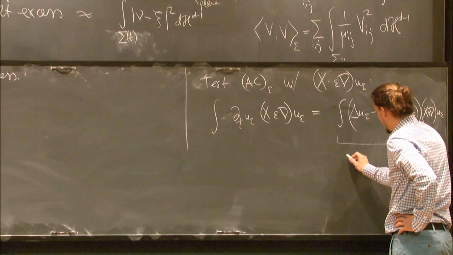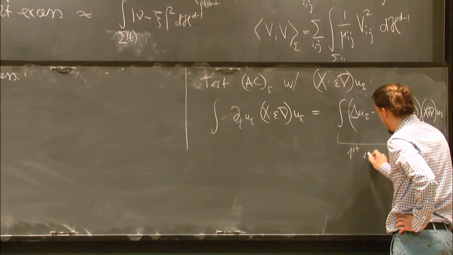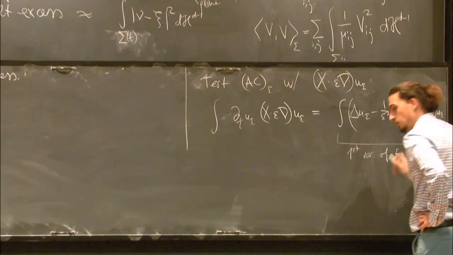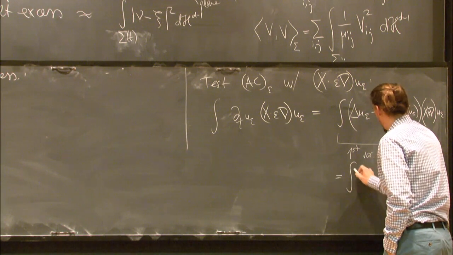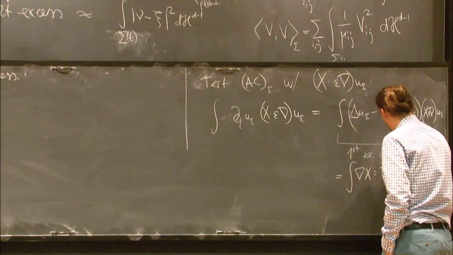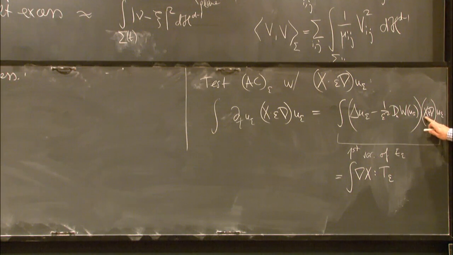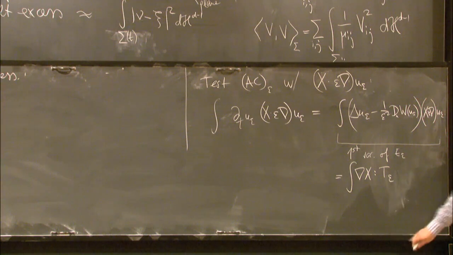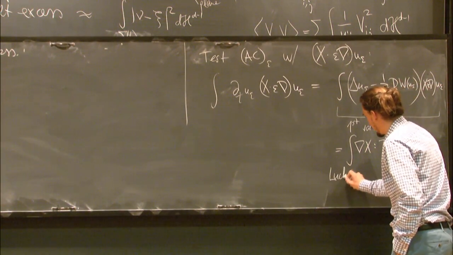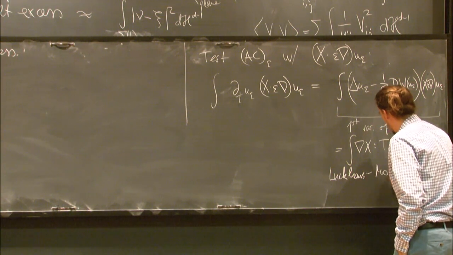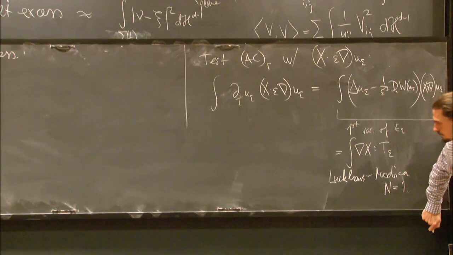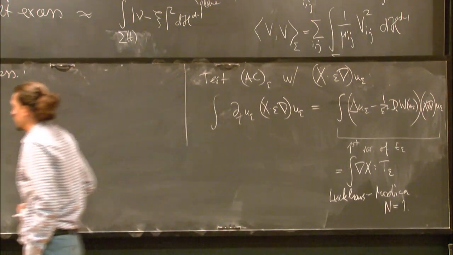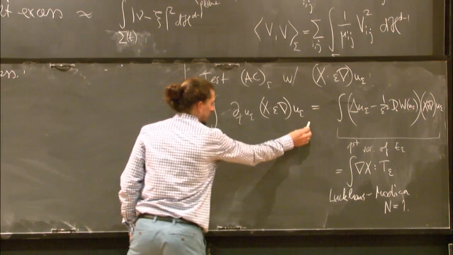This was already known, so this is just the first variation of the energy with respect to domain variations. And you can write this as just the gradient of this vector field x times some tensor here that I'm not going to write down. But then here one can pass to the limit. And this was already observed by Laux and Modica, at least in the case n equal to 1. So the difficulty is to pass to the limit here.